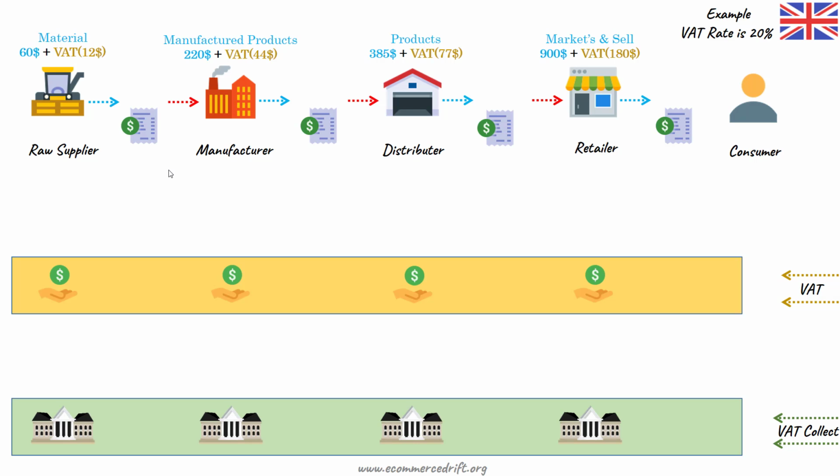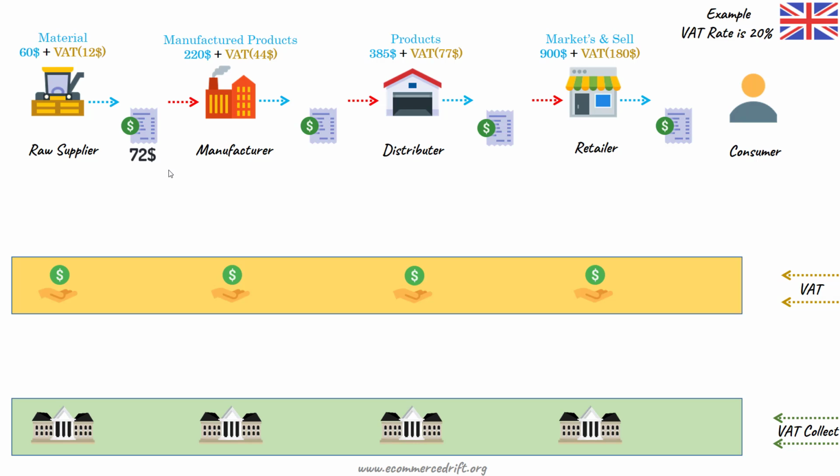This X amount of material is what is required from you. The raw supplier goes, okay, that would cost me $60 plus VAT because I have to pay the government the tax. So 20% of the $60 is $12. So I'm going to invoice you, Mr. Manufacturer, 60 plus 12. So that makes a total of $72 will be invoiced to the manufacturer.